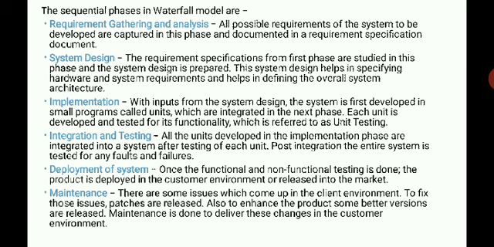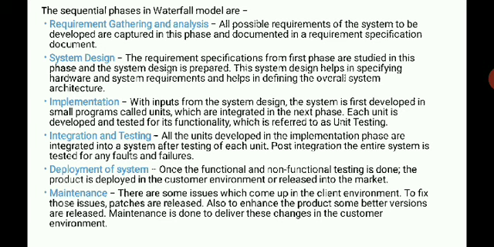The implementation phase consists of the coding phase. Okay, and then you integrate all the small programs and make the final output of it. So implementation is your actual work that is being done. This can be said as the main operation. Then comes integration and testing.